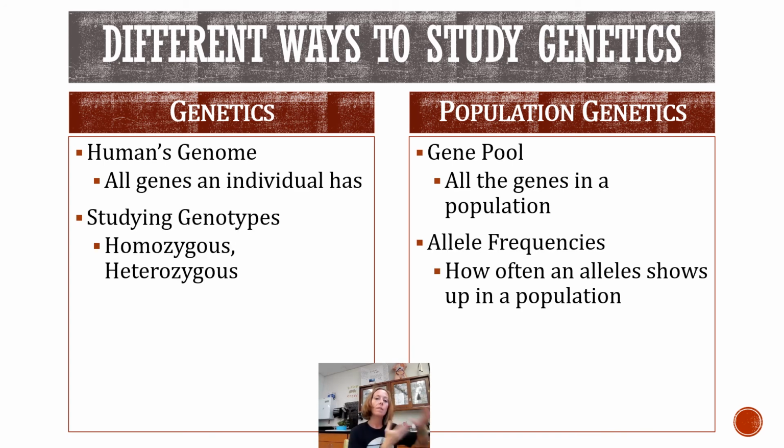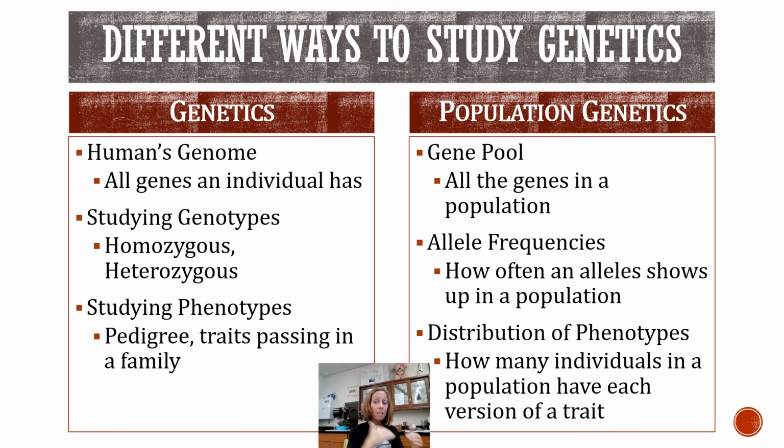You can study a genotype. I can look at your genotype, I can say you're heterozygous or homozygous. Or I can study the population and I can study allele frequencies. And I can say, how often is the dominant allele showing up? How often is the recessive allele showing up? Okay.